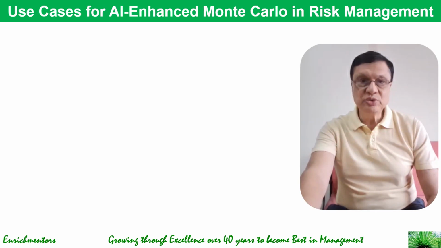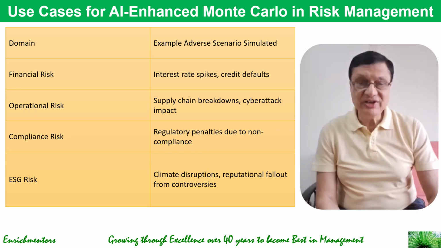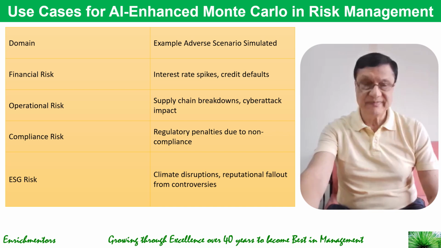Now let's take a look at some use cases of AI enhanced Monte Carlo simulations in risk management. In the financial risk area, the adverse scenarios that are simulated are things like interest rate spikes and credit defaults. In operational area, you can do simulations for supply chain breakdowns and cyber attack impact. In compliance area, you can simulate regulatory penalties due to non-compliance. And for ESG risk, you can look at climate disruptions, reputational fallout from controversies, etc.